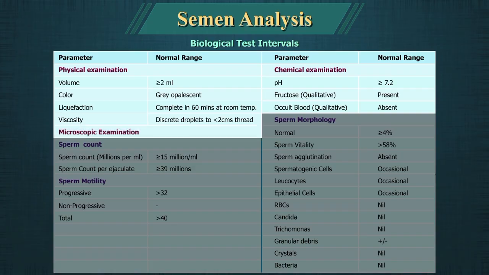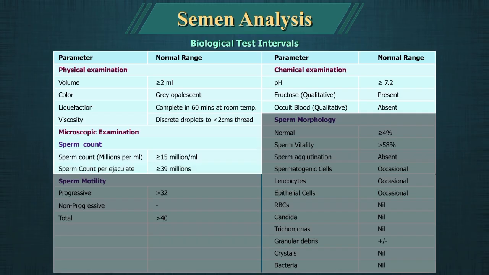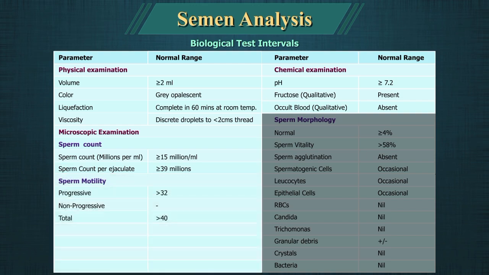Microscopic examination. The sperm count is more than 15 million per ml, and sperm count per ejaculate is more than 39 million. Sperm motility: progressive motility should be more than 32%. Total motility should be more than 40%. The sperm morphology: normal sperms are more than 4%. Sperm vitality more than 58%.